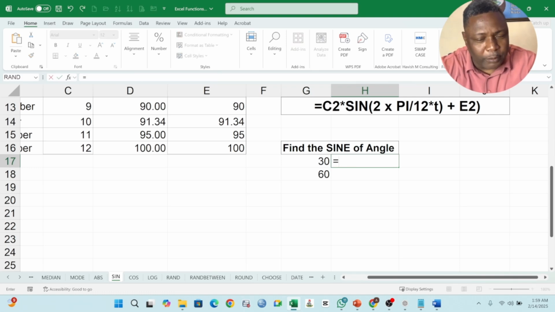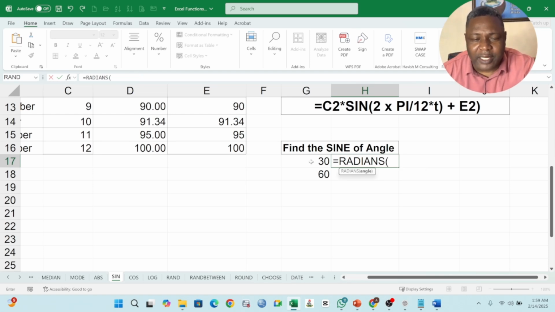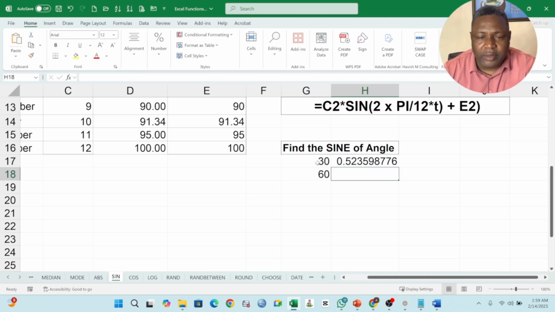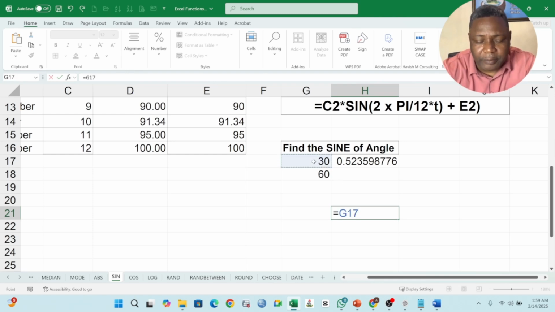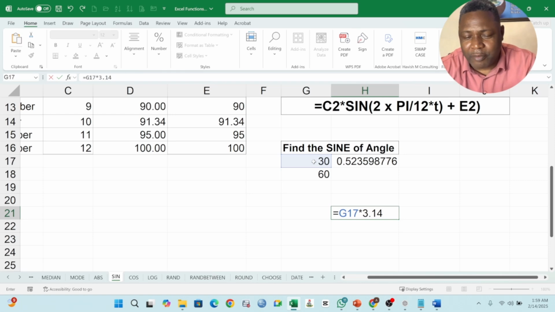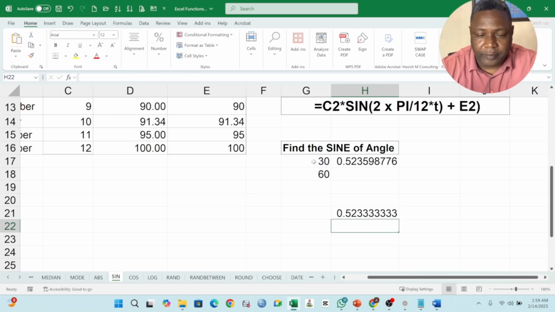So we have two options. You either calculate the radians first, which is equal RADIANS, and that's the function. But if you are using a formula, you take the degree, you multiply by 3.14. You know pi is 3.14. Then you divide by 180.